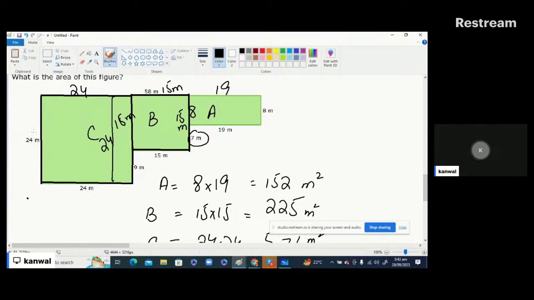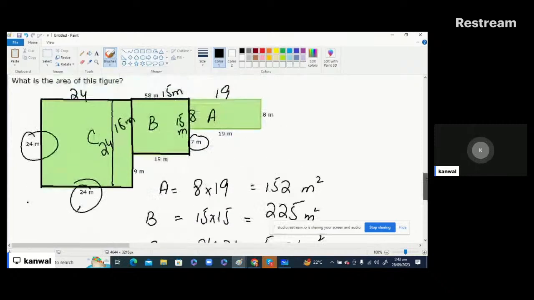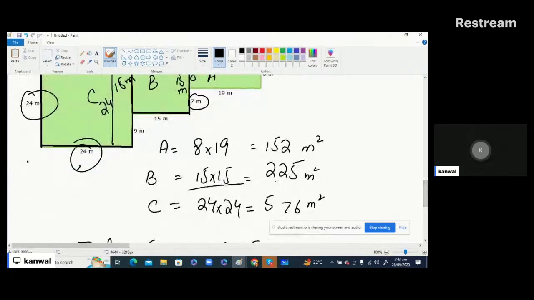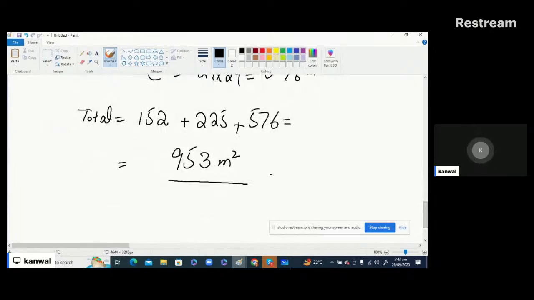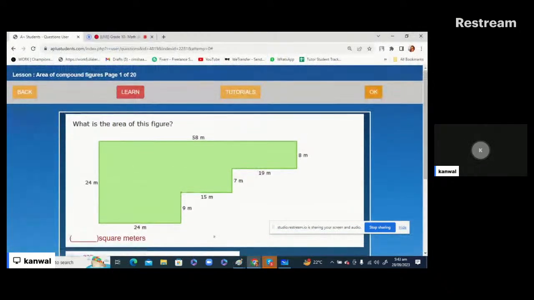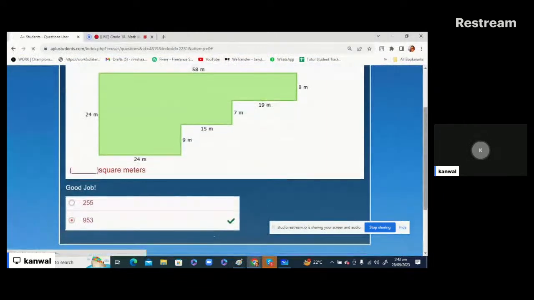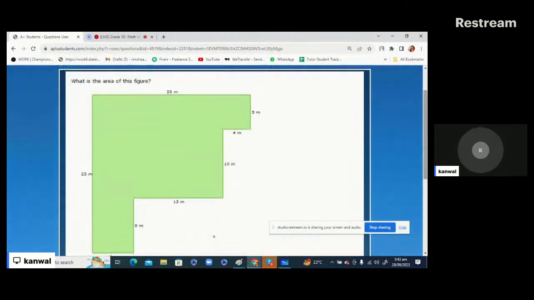For the area of the square, we just multiply two sides because all sides are equal, so we just need to multiply 24 with 24. That's why I'm going to multiply 24 with 24, and for part B I'm going to multiply 15 with 15. Now the answer is 953 meters square. Let's check, is there any answer for 953? Yes, that is here. It's correct.